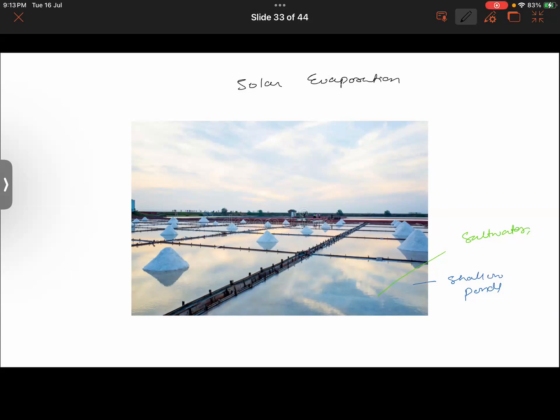Also, we know that here we see that salt has a much higher boiling point than water. That is why it is left behind. That is why it did not convert into vapor. Salt has a very high boiling point as compared to water. That is why the water evaporated in the sunlight, but the salt did not evaporate.